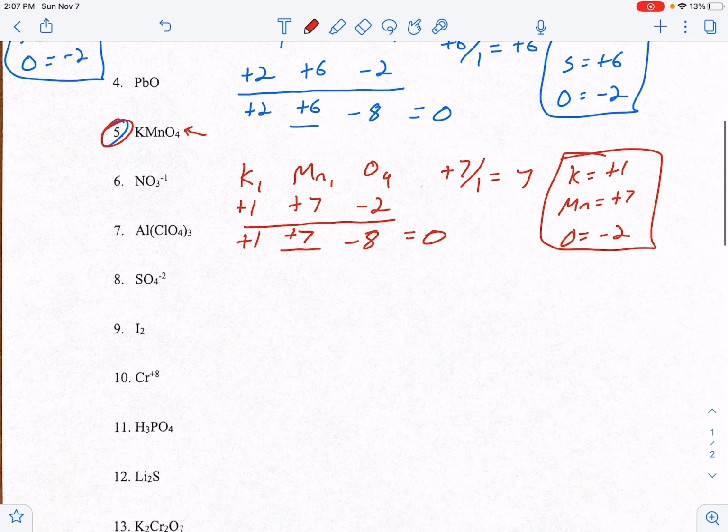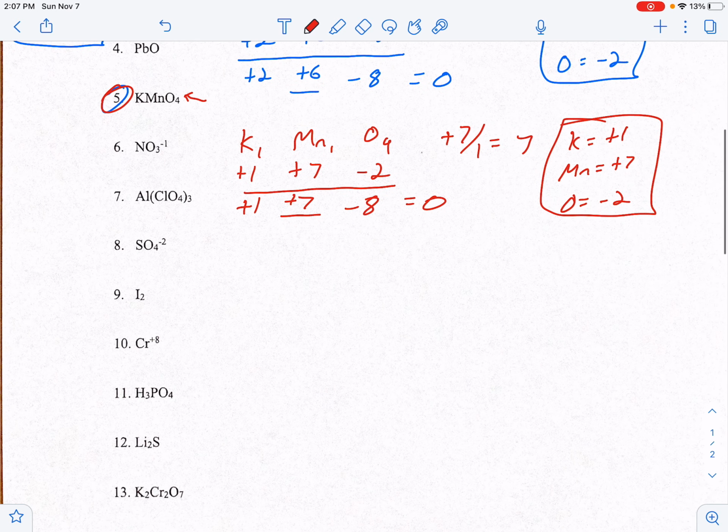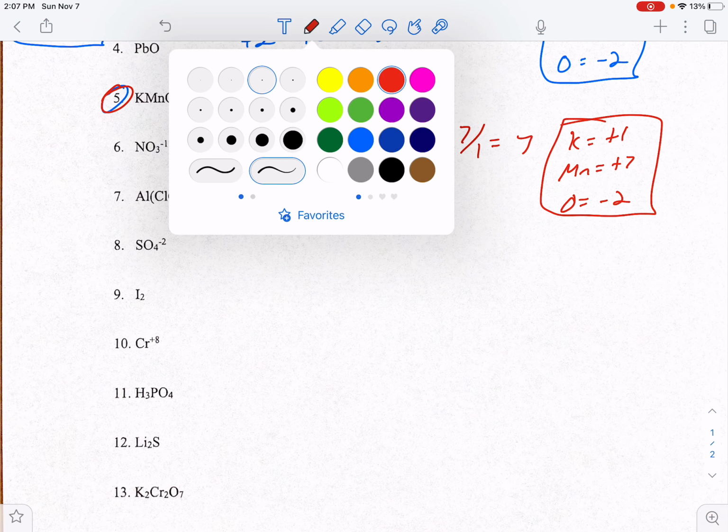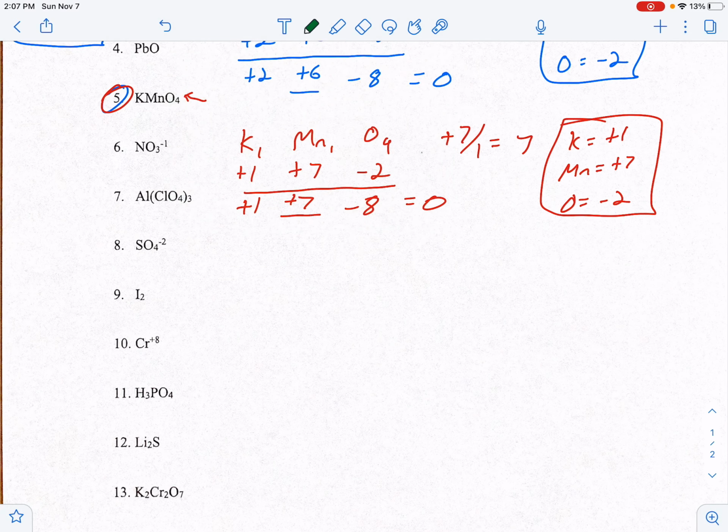Okay, so let's move on to the next. I think I did SO4 minus 2 in my notes, but I can do that again just to make sure everybody's on the same page. I'm going to spread this out. I only have 1 sulfur, and I have 4 oxygens. If you look, I actually have a charge here of minus 2, so I'm going to set it equal to minus 2. We always start with oxygen. Oxygen always has a charge of minus 2, so 4 times the minus 2 would be a negative 8.